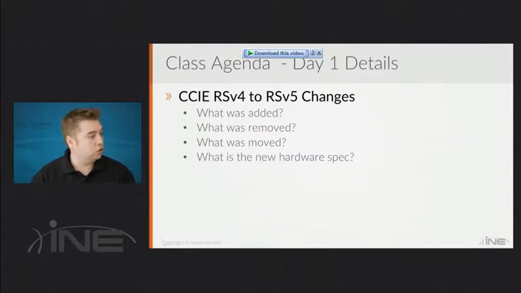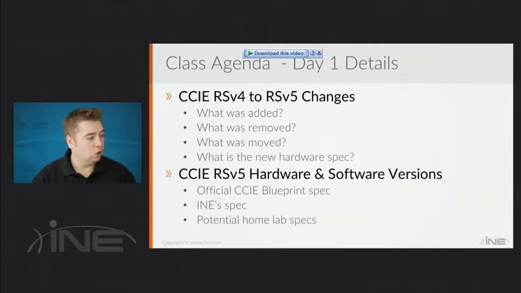Then we're also going to talk about what's the new hardware spec. So how does this affect what I can do? Maybe I had a home lab that I had built before based on the version 4 spec, and now I'm continuing in my version 5 studies. What can I do with this? So we'll go over this in detail. What is the official new hardware specification? What is the software version specification, which is actually really the more important point?